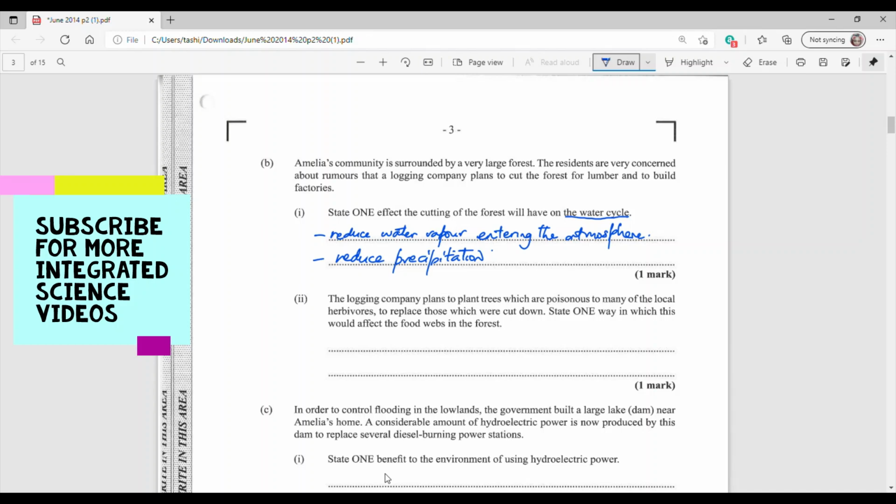the logging company plans to plant trees which are poisonous to many of the local herbivores to replace those which were cut down. State one way in which this would affect the food webs in the forest. So again, they are very specific about what it is affecting or what you should write about. This says how it will affect the food webs in the forest. So planting of poisonous trees would reduce the number of herbivores that are present.